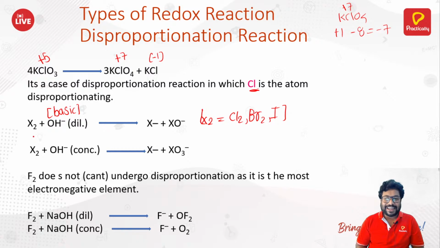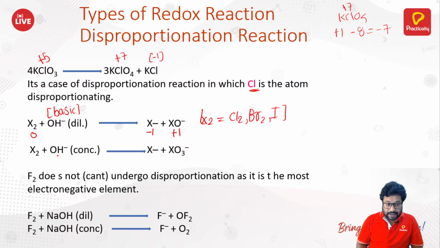Okay, the oxidation state of your X here is 0. From there it went to minus 1 and to plus 1. So out of these two X atoms, one has gone from 0 to minus 1, the other has gone from 0 to plus 1. Okay, that is how it undergoes a disproportionation reaction.